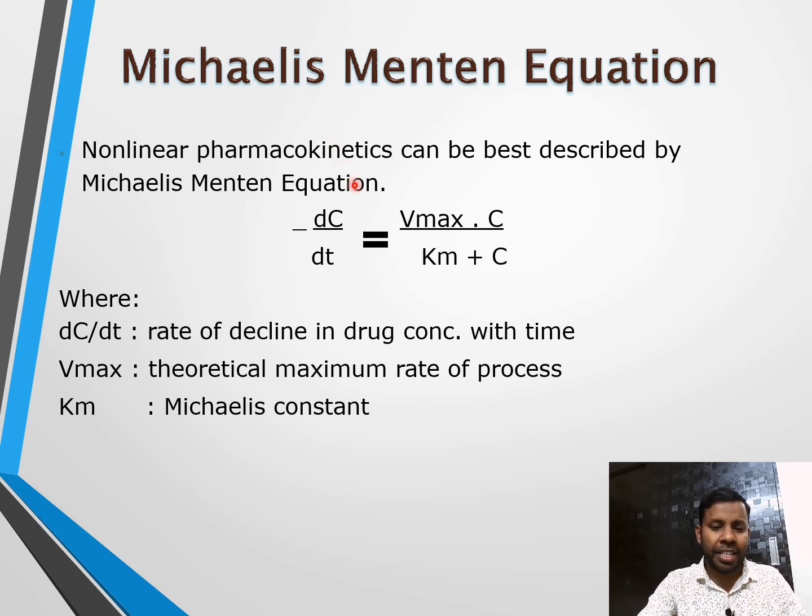This equation is -dC/dt = Vmax × C / (Km + C), where -dC/dt is the rate of decline of drug concentration with time t, Vmax is the theoretical maximum rate of the process, C, as you know, is plasma drug concentration, and Km is the Michaelis-Menten constant. So this equation is the Michaelis-Menten equation.